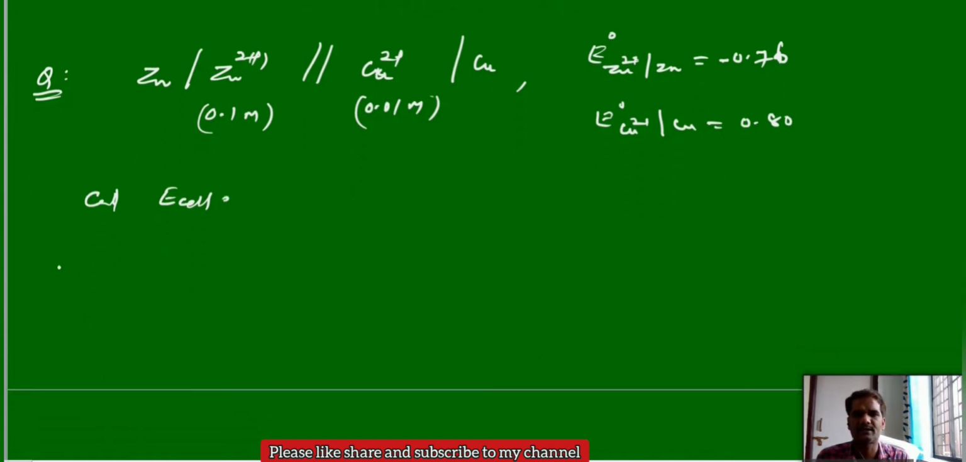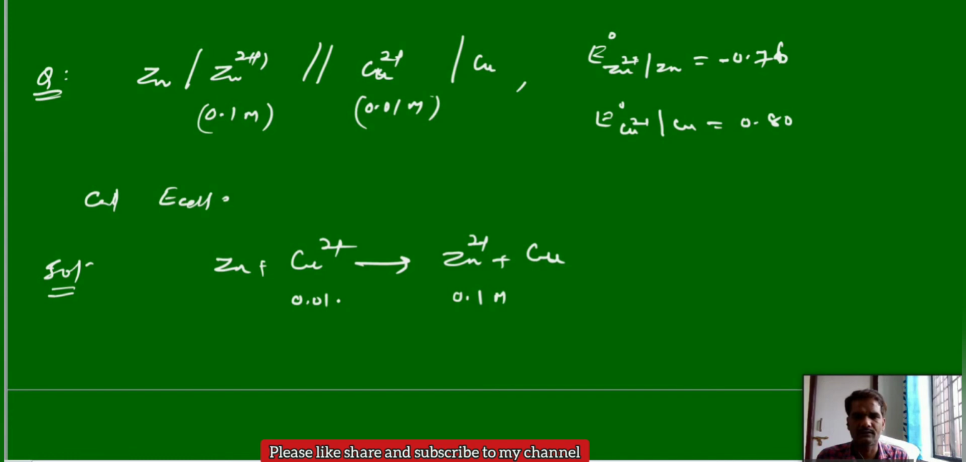First, you have to write the cell reaction. The resultant cell equation is zinc plus copper 2 plus gives zinc 2 plus and copper, where the concentration of copper 2 plus is 0.01 molar and zinc 2 plus is 0.1 molar. Now, before calculating the resultant E cell, we have to calculate E naught. E naught equals E cathode minus E anode, that is 0.8 minus minus 0.76, which is 1.56, the resultant E naught value.